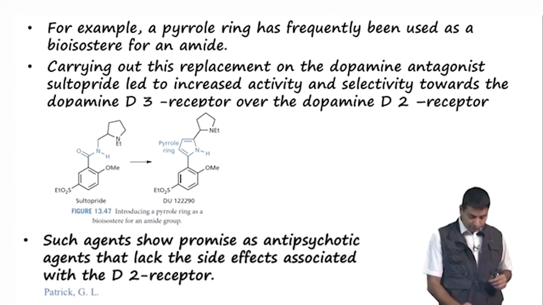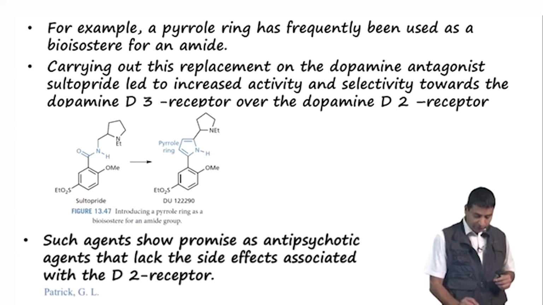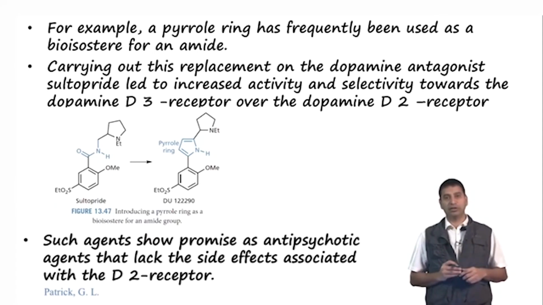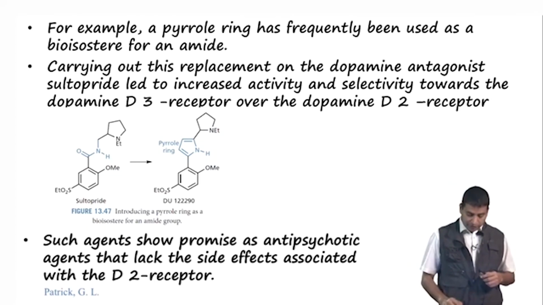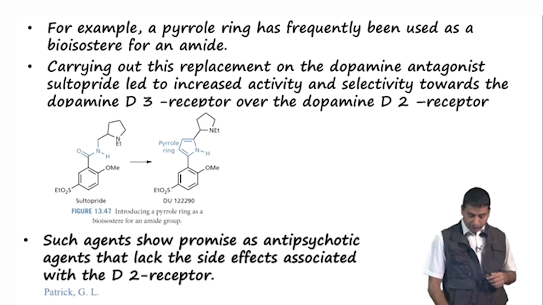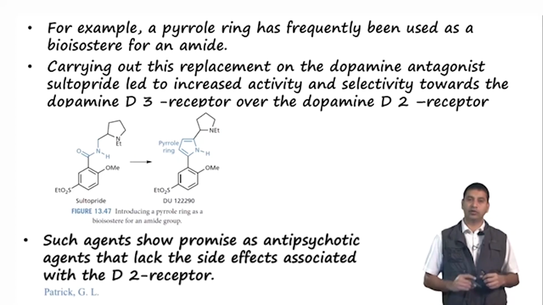So if you see here, this is the amide that we are interested in this example, which is sultopride, which is an antagonist. Here, this is the amide that is of interest, and if you replace this with a pyrrole ring, as you can see, there are a number of common elements in these two functional groups.